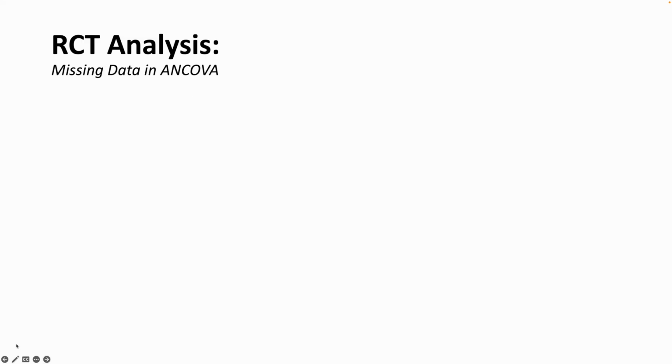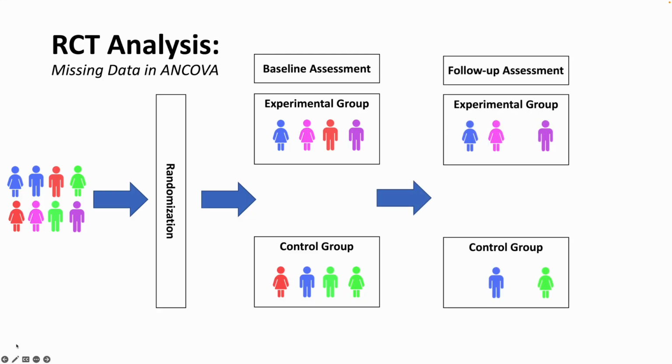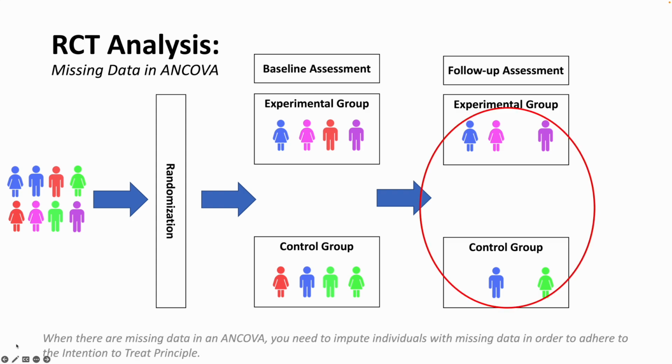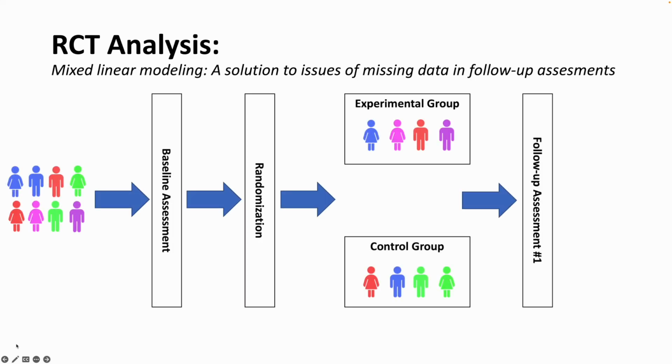Now, the problem with missing data in ANCOVA is that if there's any data that are missing at follow-up assessment in an ANCOVA, then these individuals are not going to be included in our analysis. And so this is a problem, especially if you're trying to adhere to the intention to treat principle. And thus, you're going to need to impute values at follow-up assessment when you do an ANCOVA if not everyone completed the follow-up assessment. Another way that we can solve this is something like linear mixed modeling.